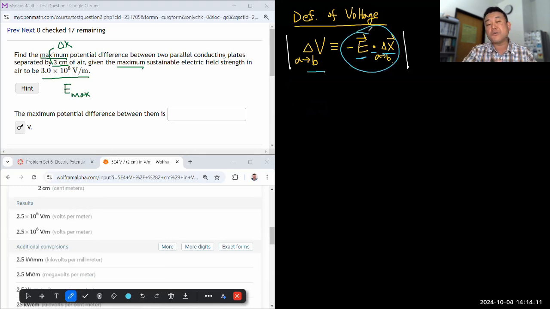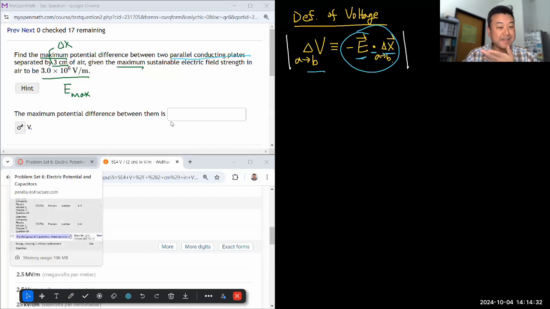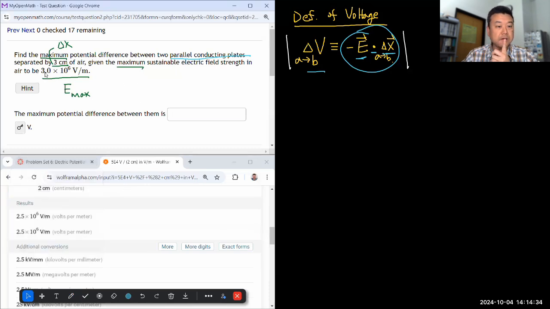And ignoring the signs, just from the description of the setup, I have some sense my delta X and electric field will be either parallel or anti-parallel. That's all I need. And I don't care about the sign here, so let me do the product. Can I do that? You know, I can even do the product in my head. 3 times 3, that's 9. So 9 times 10 to the 6.